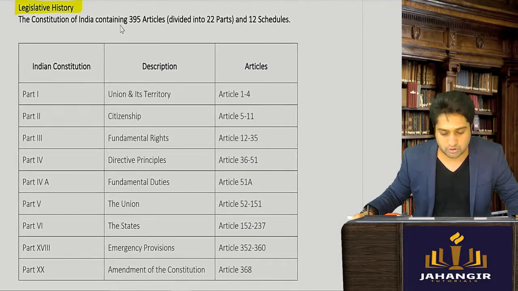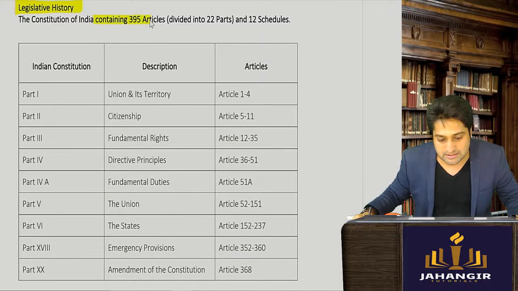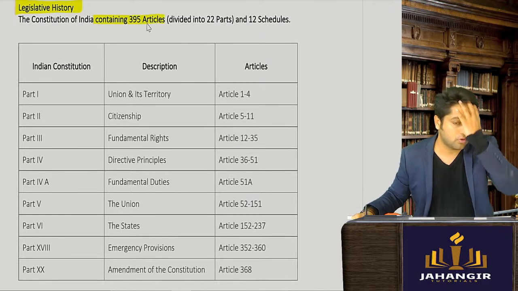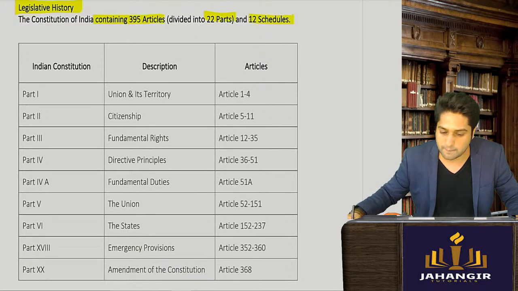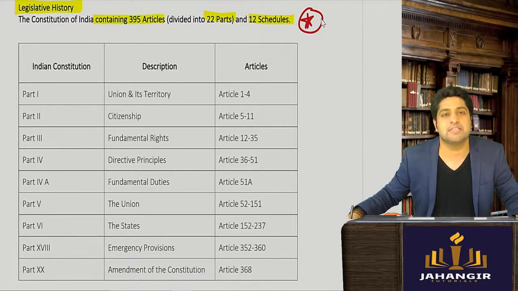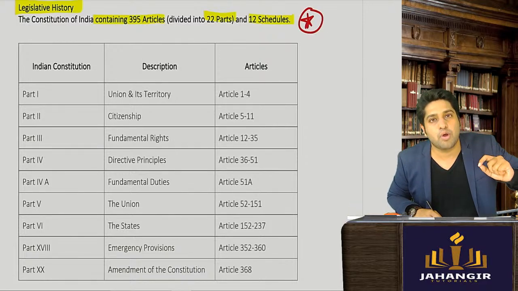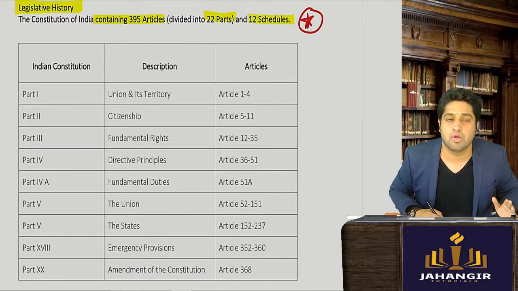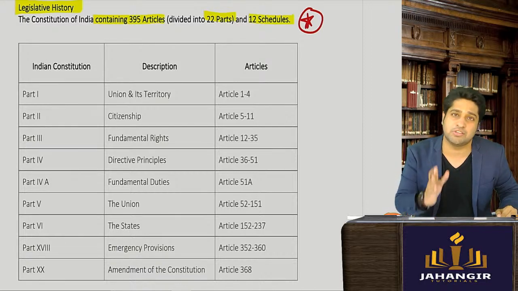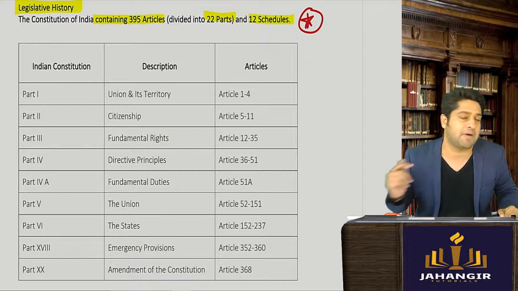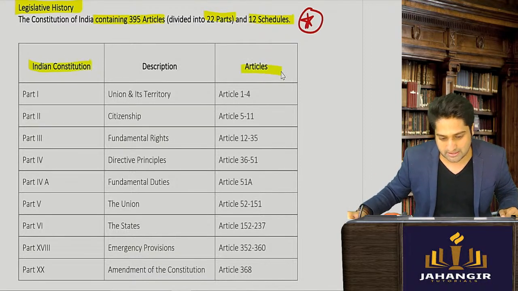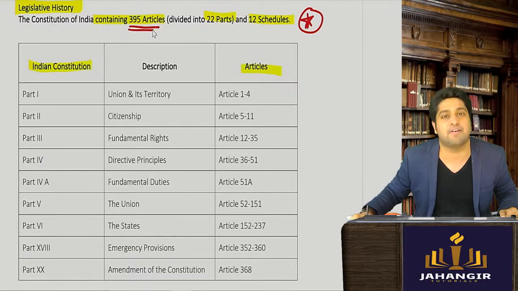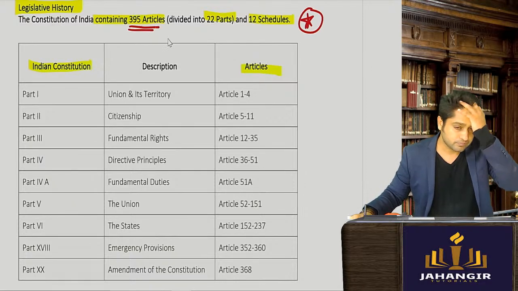And all those parts. The Constitution contains 395 articles, divided into 22 parts and 12 schedules. So you can make a note of this. All of this is something you can proactively quote in the exam. What are the past exam questions? When I come to it, I will tell you that this is a past exam question. So there are around 395 articles in the Indian Constitution.